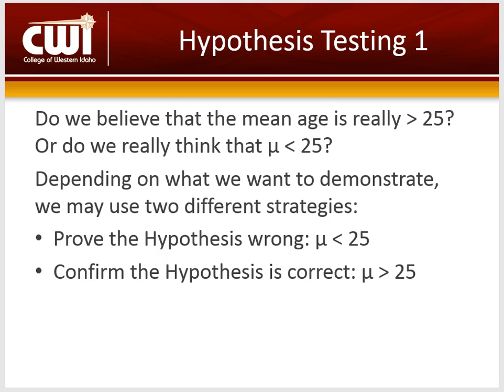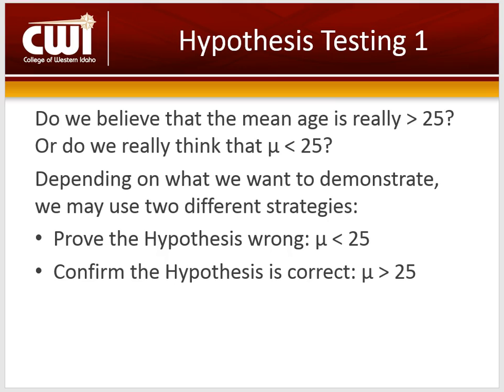So, do we believe the average age is greater than 25? Or do we really think that it is less than 25? What would we like to prove? We have opposite strategies depending on what we want to demonstrate. If I really wanted to prove that hypothesis is wrong, I want to have evidence that the true mean is less than 25. If I want to confirm the hypothesis, I want to have evidence the true mean is greater than 25. The true mean is one or the other.